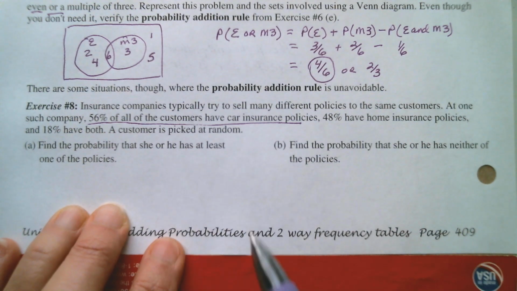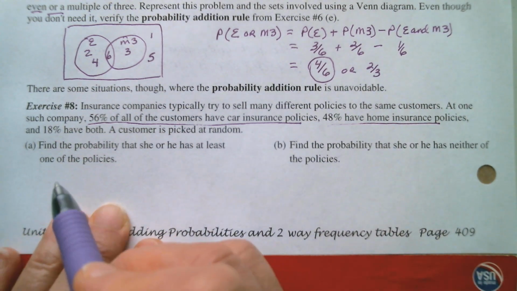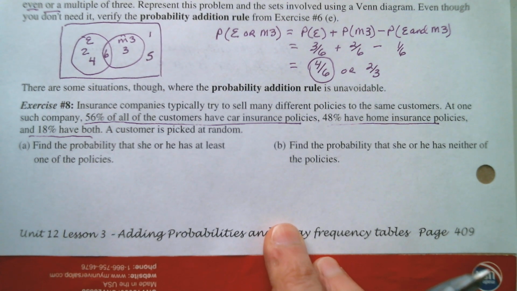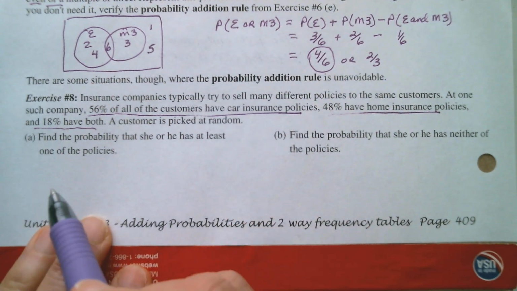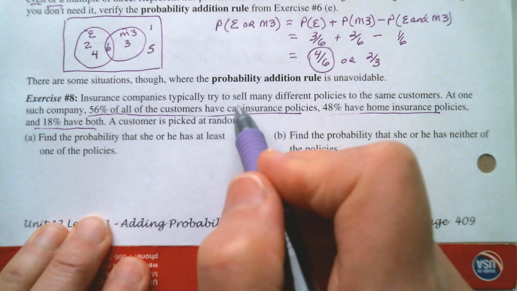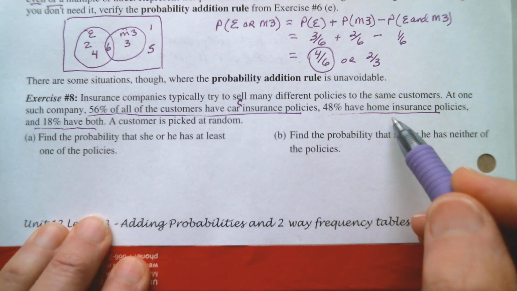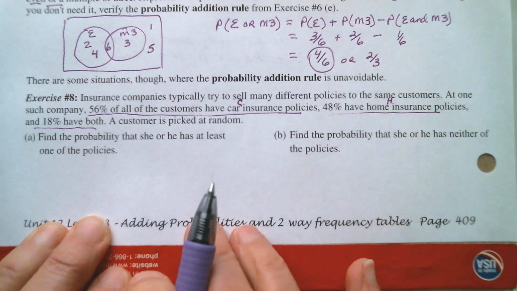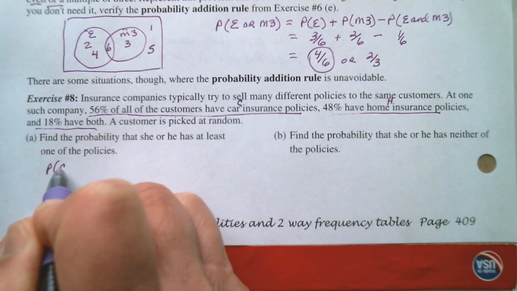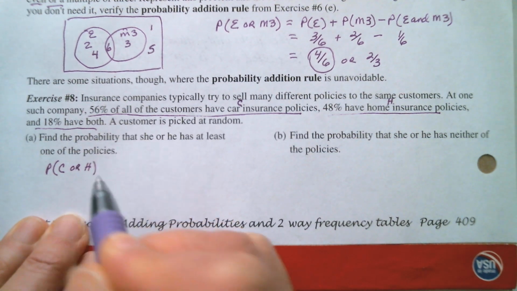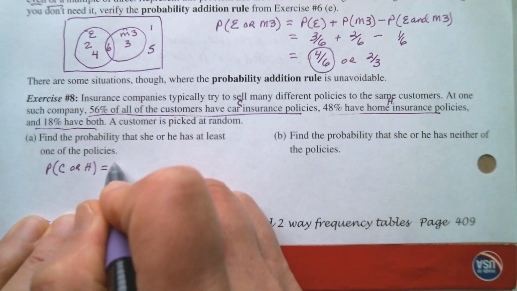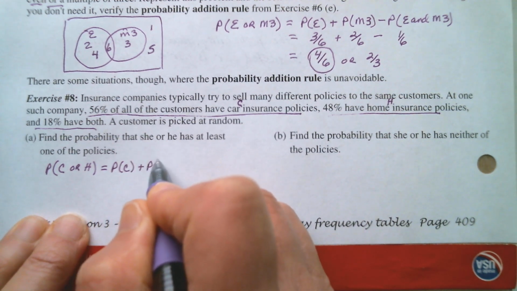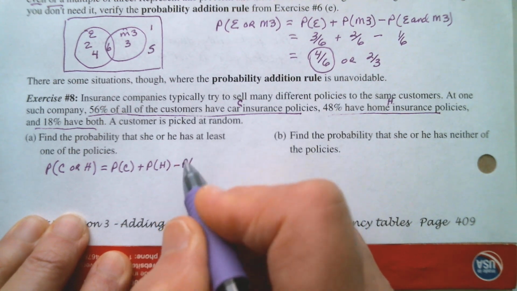Find the probability. A customer is picked at random. Find the probability that she or he has at least one of these policies. So at least, meaning it's the probability of car insurance, I'm going to use C, or homeowners insurance, I'll use H for homeowners. So we want the probability that they have car or homeowners insurance. In this case, I would use the formula. It's going to be the probability of car insurance plus the probability of homeowners insurance minus the probability of both.